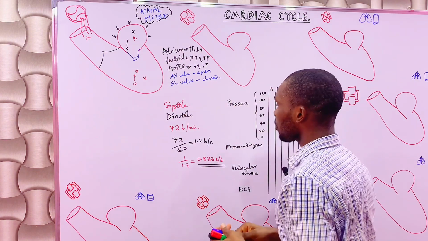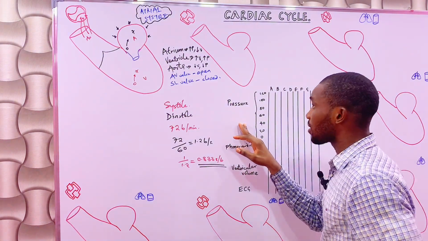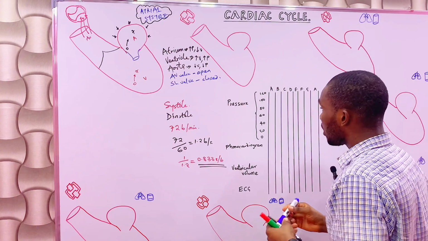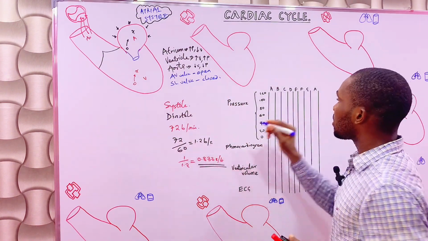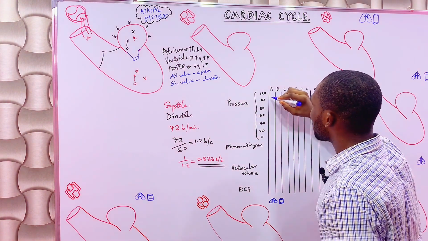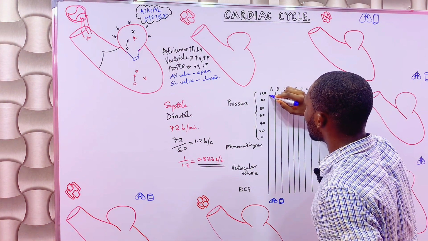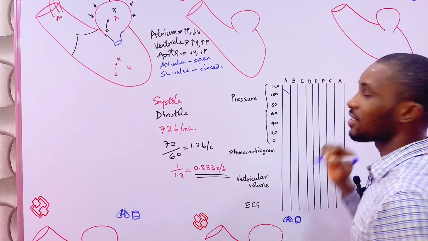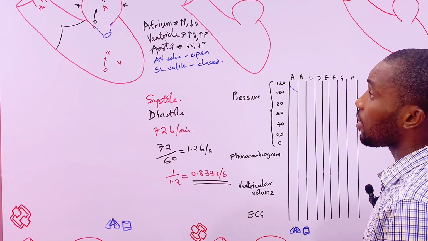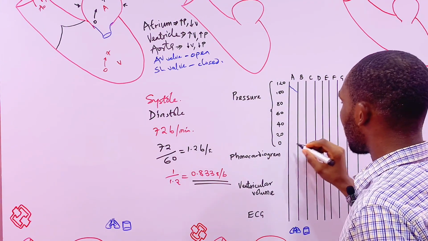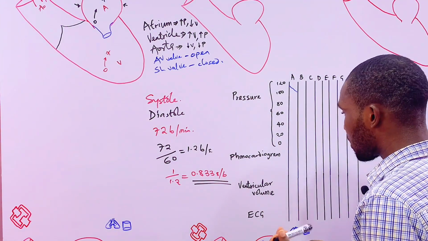So let's represent it here on this graph. Let's look at that of the aorta first. The aorta was roughly a little below 120, and then it starts decreasing. And then that of the ventricle was increasing from 0.